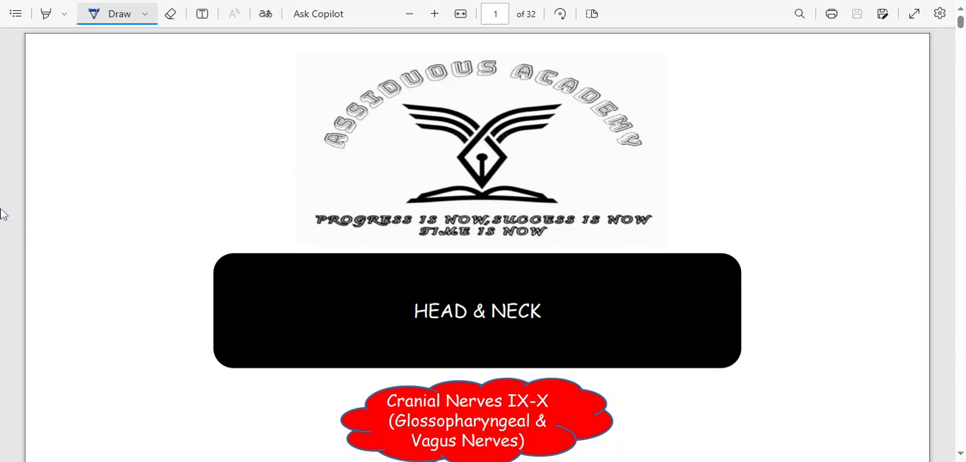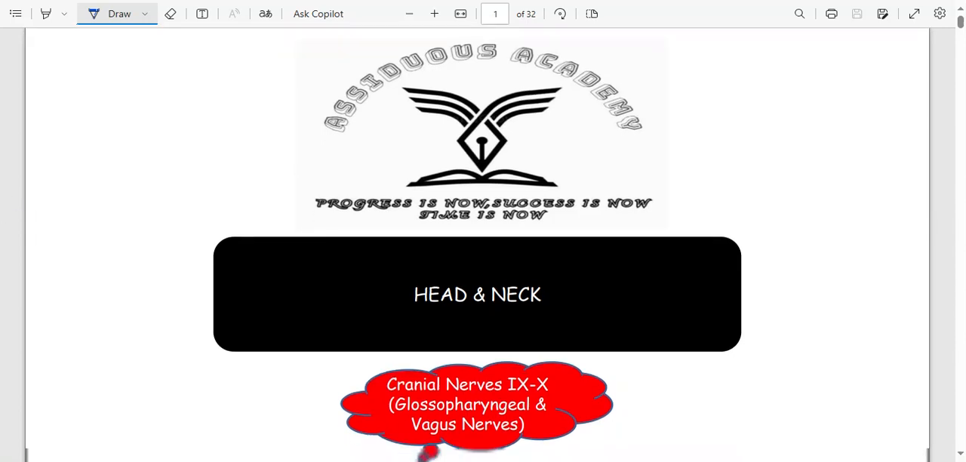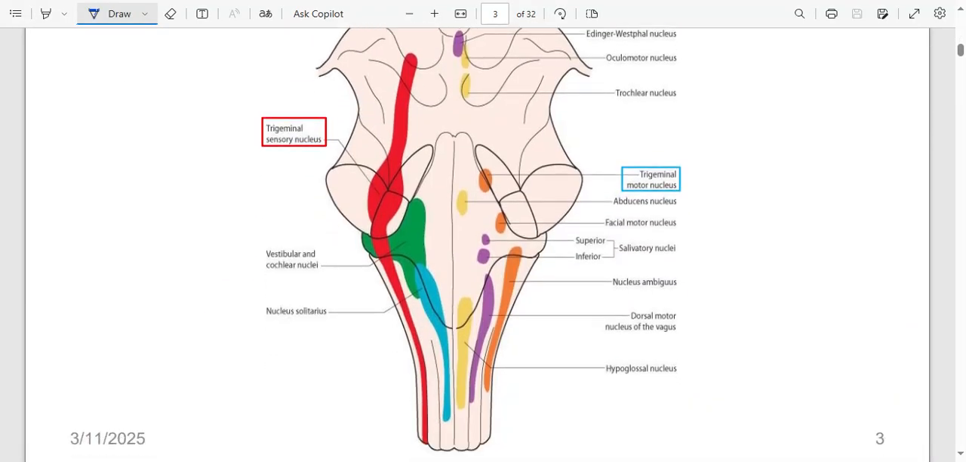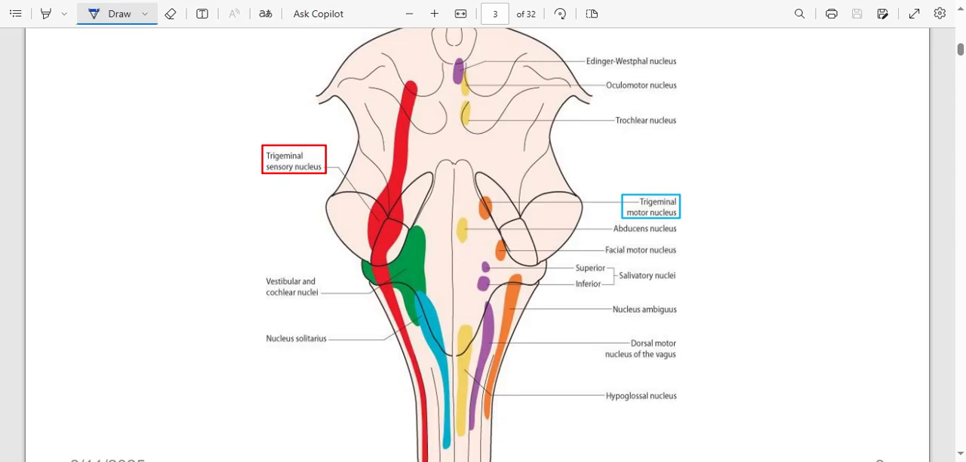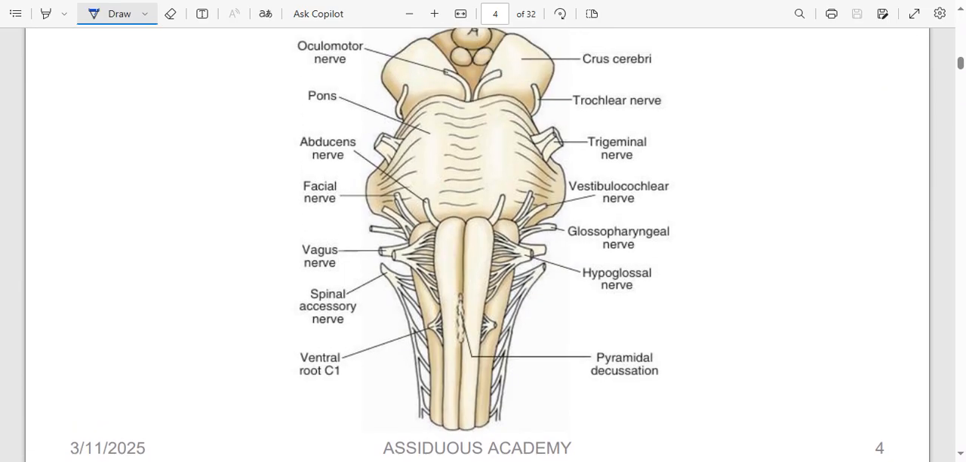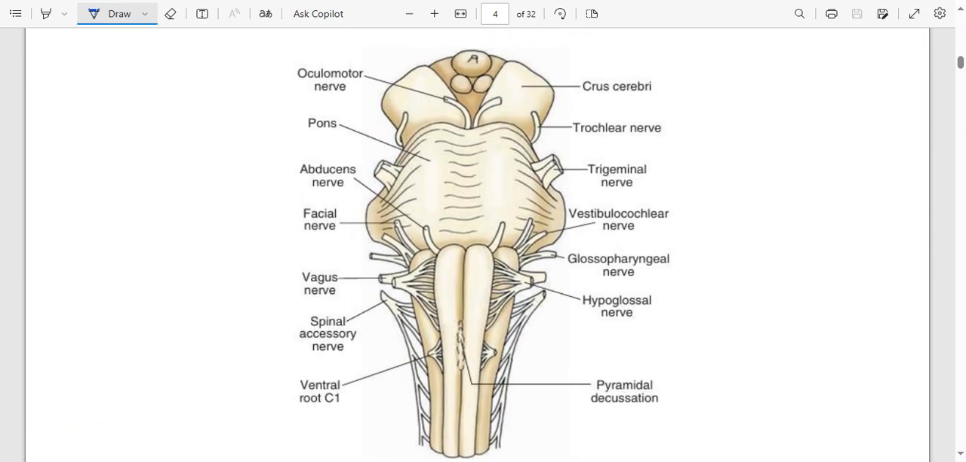So this is cranial nerve number 9 and number 10, the glossopharyngeal and the vagus nerve. Still remember in test 1 neurosciences, they brought a diagram like this, wanted us to identify all these nuclei that you can see here. So you just get to look at them, identify which nucleus is which one. Again, this is showing us where the cranial nerves are exiting. This is the ventral view of the brainstem.